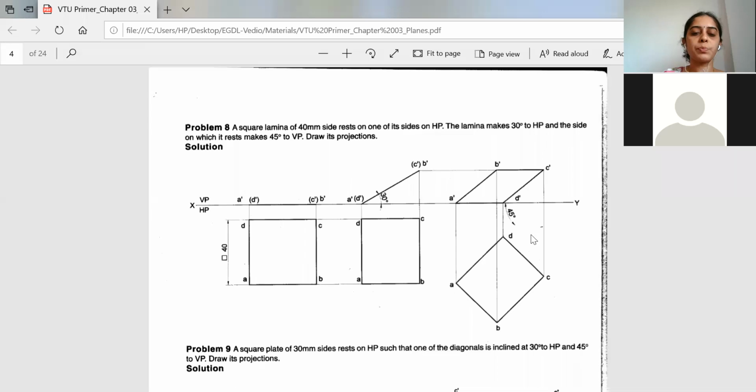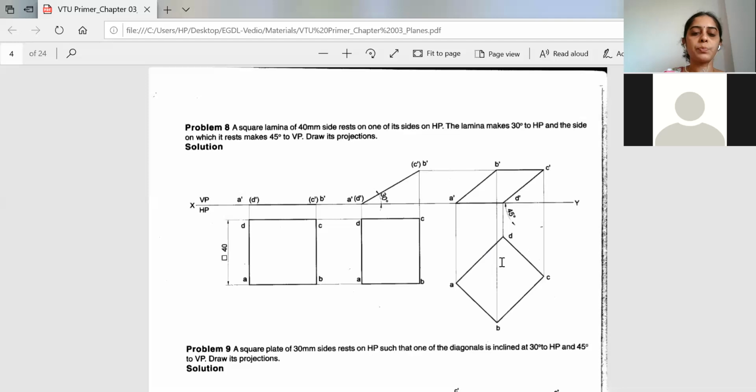So this helps in shifting the apparent shape of the square lamina for the 45-degree line. Here also the beta angle is not calculated. Why? Here the side has been shifted to 45 degrees to VP and not the diagonal. So if you join A to C and D to B, these are the diagonals. Those diagonals here get compressed.